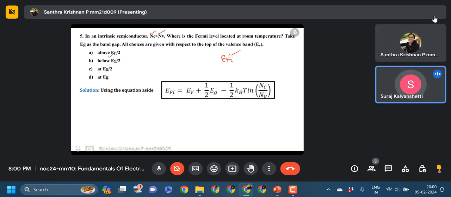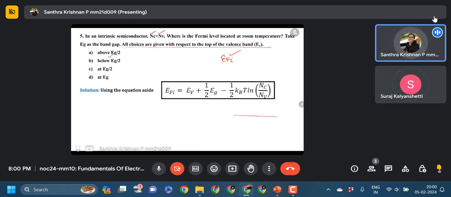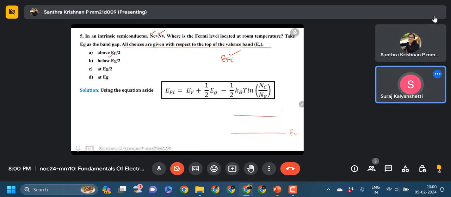So EFi minus EV, that's how you do it. One more thing to notice here is that all the choices are given with respect to the top of the valence band, which means you are calculating only from the top of the valence band. The energy level EV is taken as zero, so EV is your reference. EFi minus EV will give you that only, no?